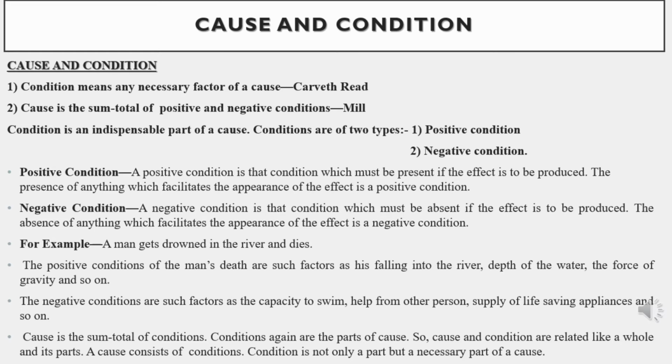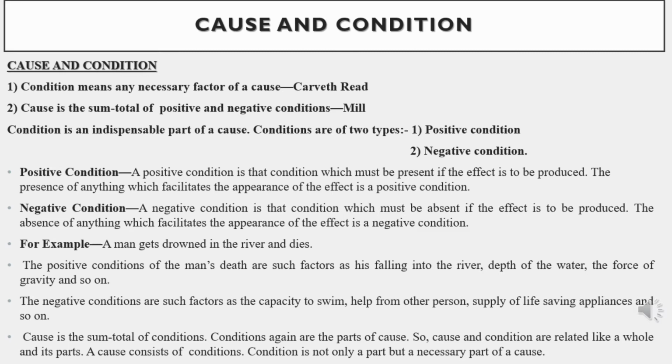These conditions are of two types. One is positive condition and the other is negative condition. So what is positive condition? A positive condition is that condition which must be present if the effect is to be produced. The presence of anything which facilitates the appearance of the effect is a positive condition. What is negative condition? A negative condition is that condition which must be absent if the effect is to be produced. The absence of anything which facilitates the appearance of the effect is a negative condition.